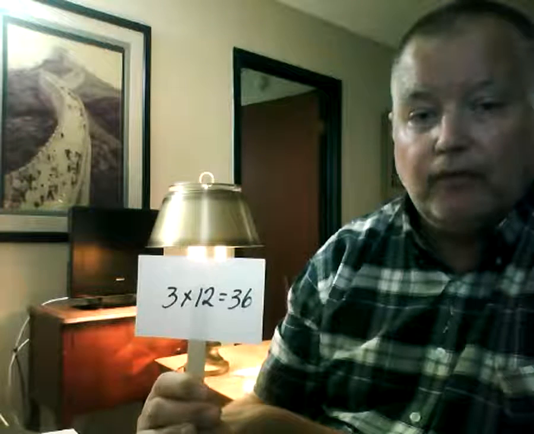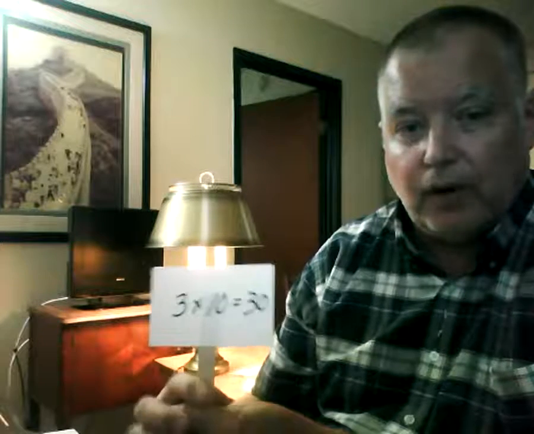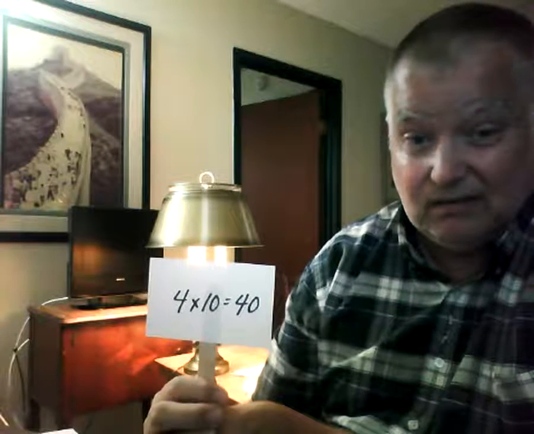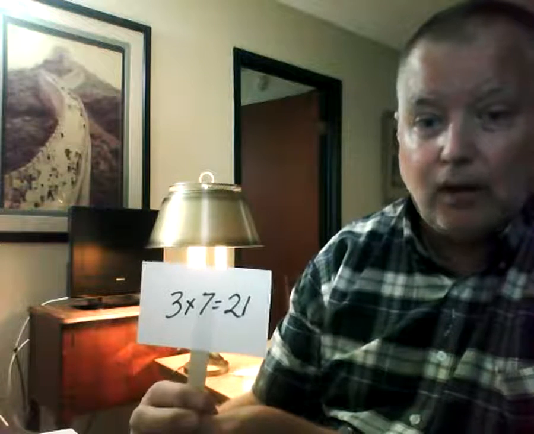3 times 12 is 36. 4 times 12 is 48. 3 times 10 is 30. So you know who I'm voting for. I'm voting for Trump. 4 times 10 is 40. Am I embarrassed about voting for Trump? No, not really. Why would I be? He ain't no worse than the rest of them.